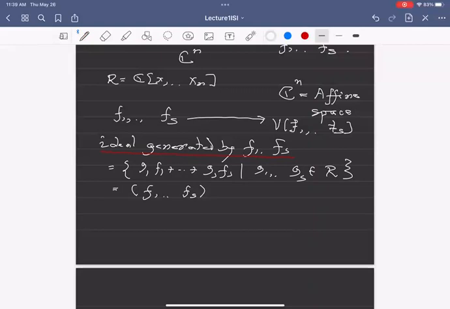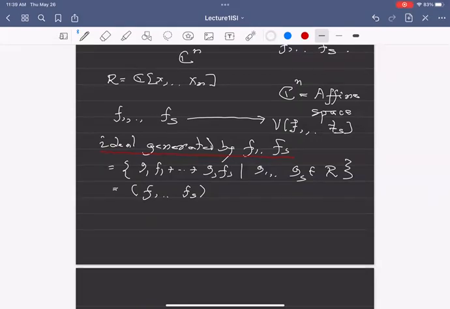Sir, I have a small doubt. In the zero set of f1, f2, up to fs, we are collecting all the distinct zeros, the roots? Yes. Yeah, it's a set. A set is supposed to have distinct elements. Otherwise I would have said multi-set. Okay, it's a set of common solutions.